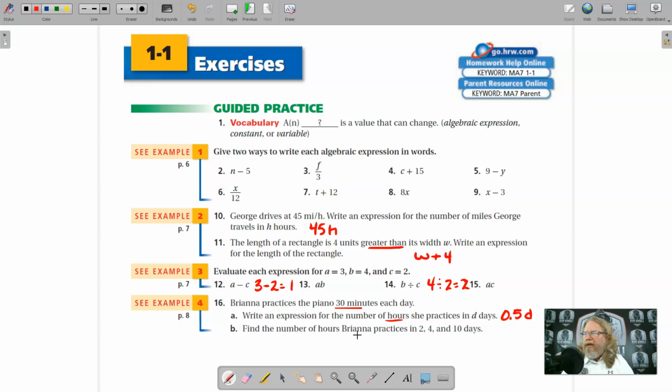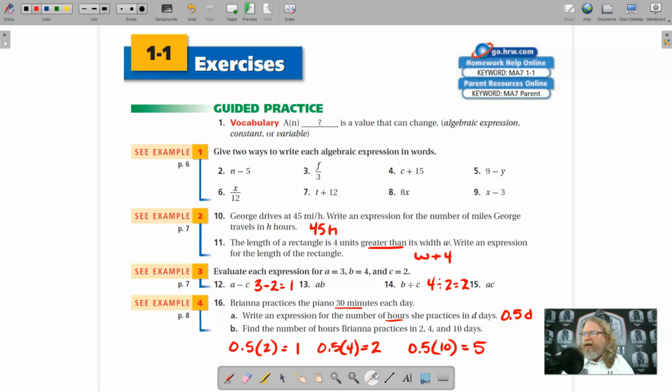Finally, find the number of hours Brianna practices in 2, 4, and 10 days. So first, if we did 2, it'd be 0.5. We're going to substitute for the value D. We're going to substitute 2. 1/2 times 2, or 1/2 of 2 is 1. For 4 days, let's do 0.5 times 4. And half of 4 is 2. And then finally, for 10 days, we're going to do 0.5. Substitute for D, we're going to substitute the value of 10. And 1/2 of 10 is 5.